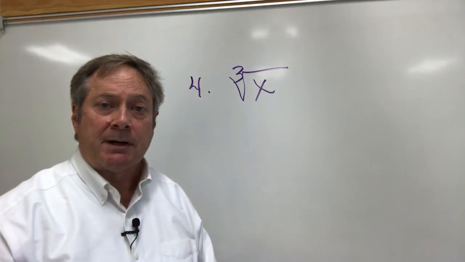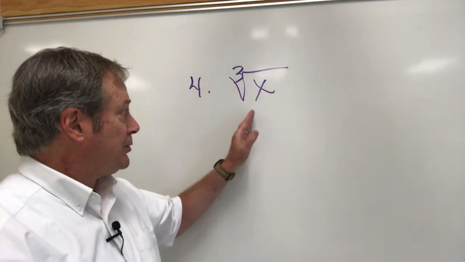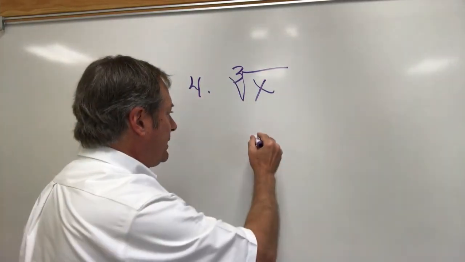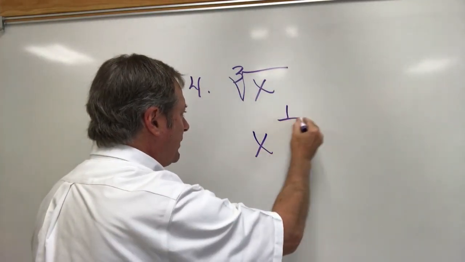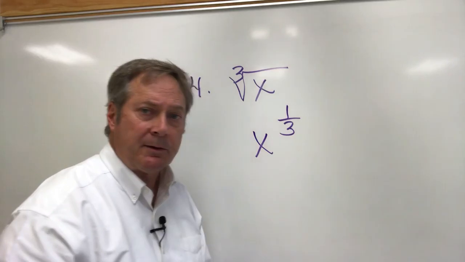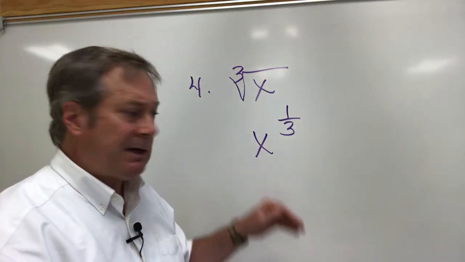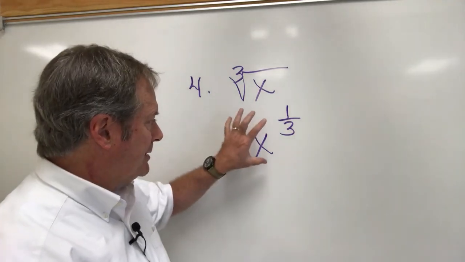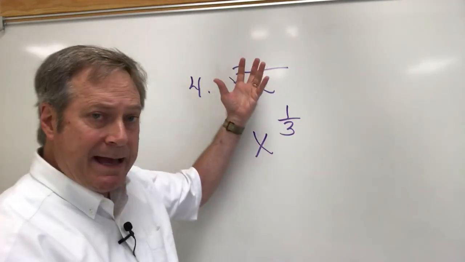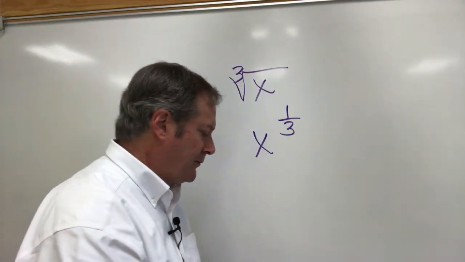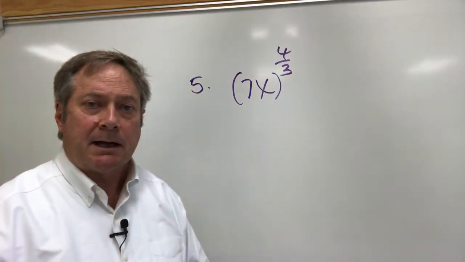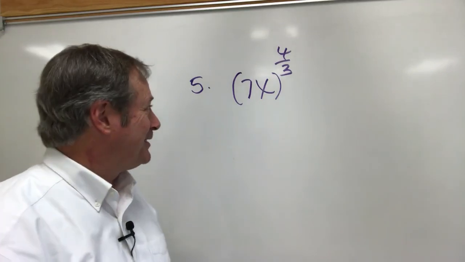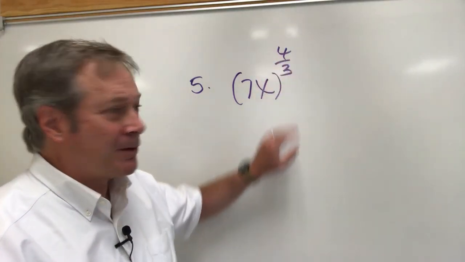And like number 3, number 4 is simply the cube root of x to the first power. So putting it in rational form becomes x to the 1/3 power. And the student needs to be able to go back and forth. So starting with number 5, we're going to go from rational form back to the radical form. All right, in number 5, we have 7x to the 4/3 power.